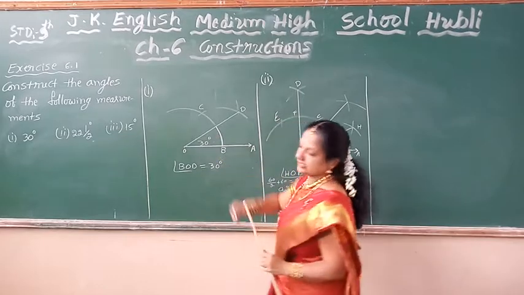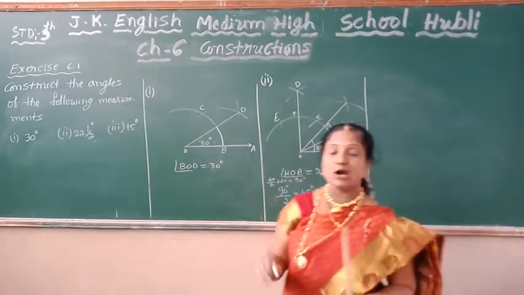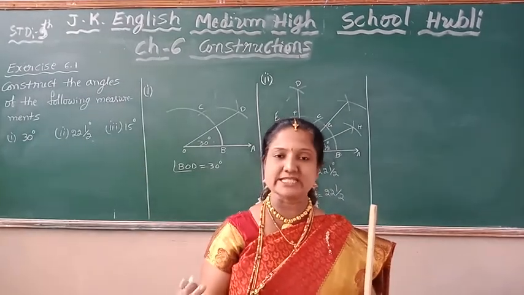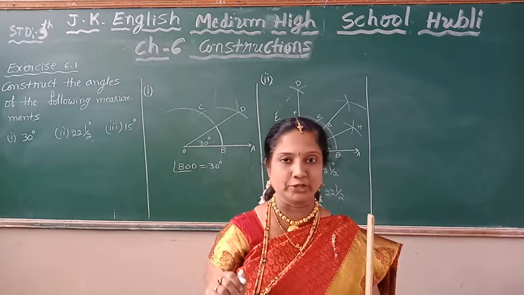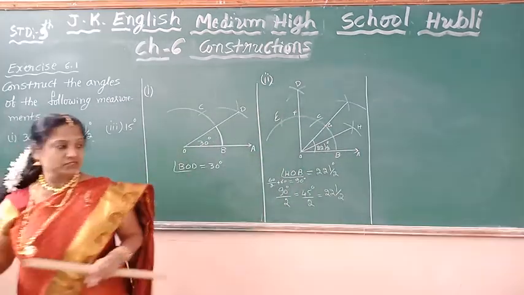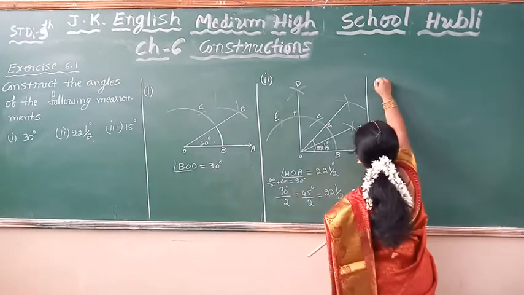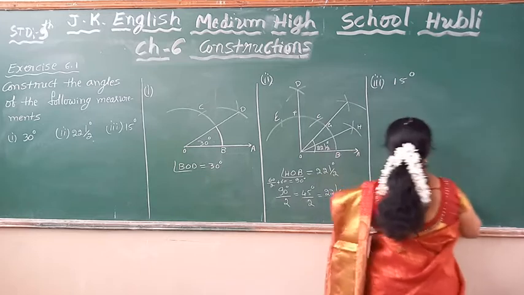Another angle is 15 degrees. How can I construct it? First 60 degrees: if I bisect the 60 degree angle, I am going to get 30 degrees. If once again I bisect 30 degrees, I am going to get 15 degrees. So first I am going to consider 60 degrees. That is number 1 in this third question, that is 15 degrees.